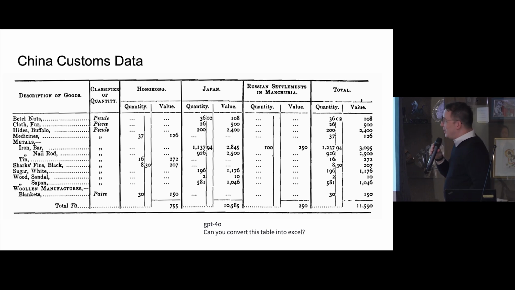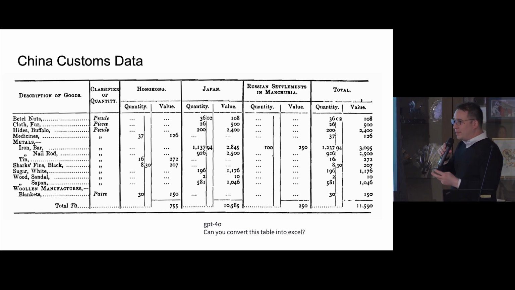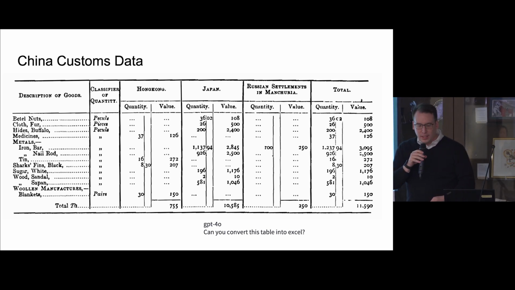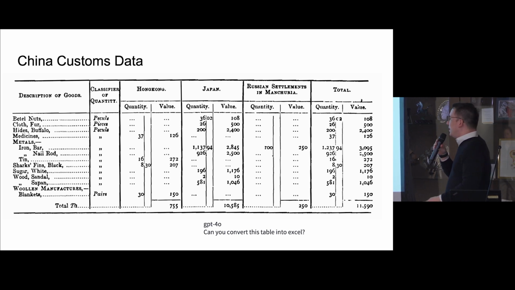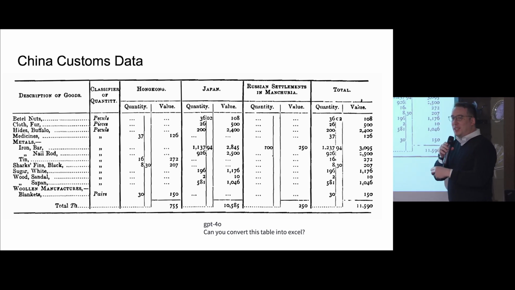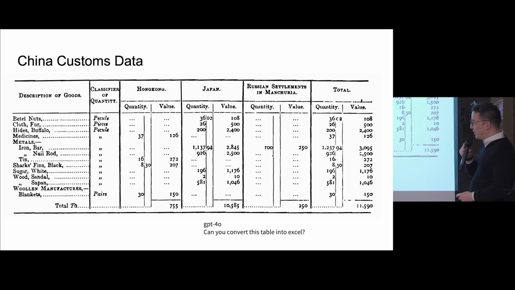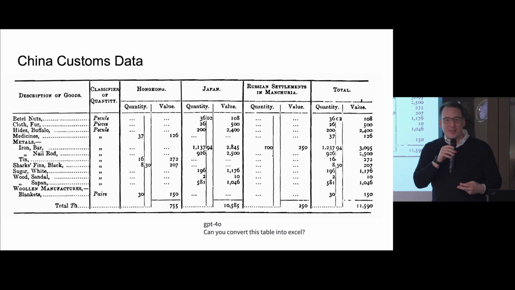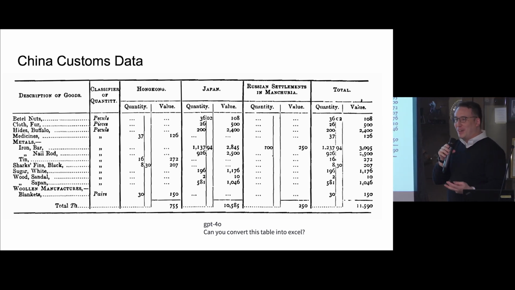And lastly, this is another one that we tried. This is customs data from China in the Qing Dynasty. And actually, a lot of people attempted to digitize this. It's much more difficult than it looks. We would have thought that by now you could extract tables from PDF files very easily. It turns out it's not that easy.